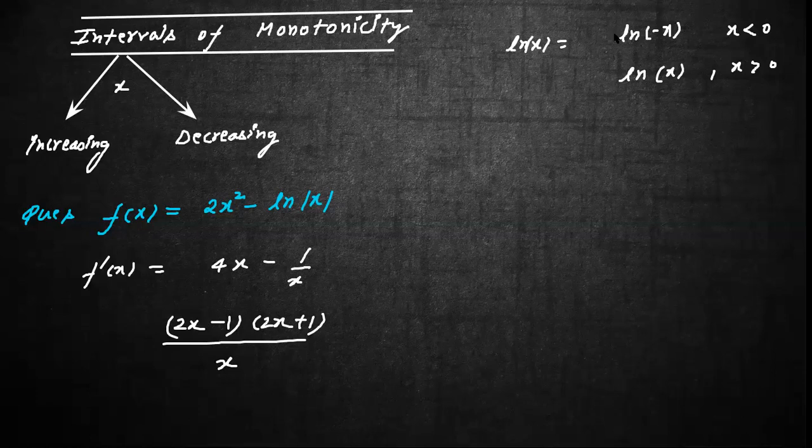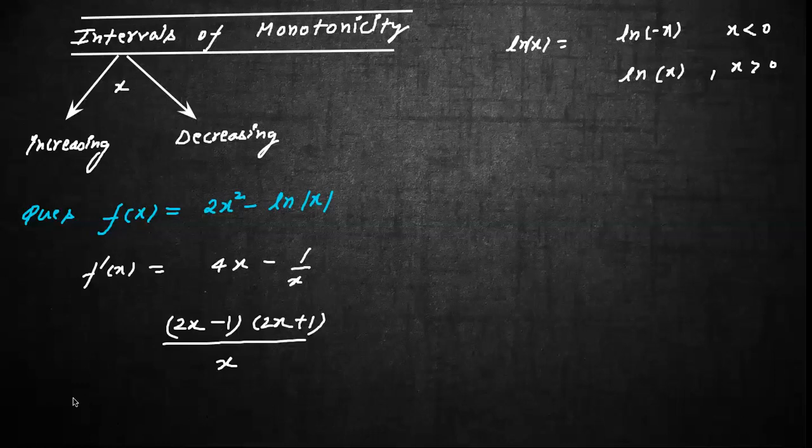So if you take the derivative of ln minus x, that will be 1 upon minus x into minus 1, that is again 1 by x. And the derivative of ln x is 1 by x only. So in both ways you are getting the derivative the same. So the derivative of minus ln mod x is minus 1 by x only.